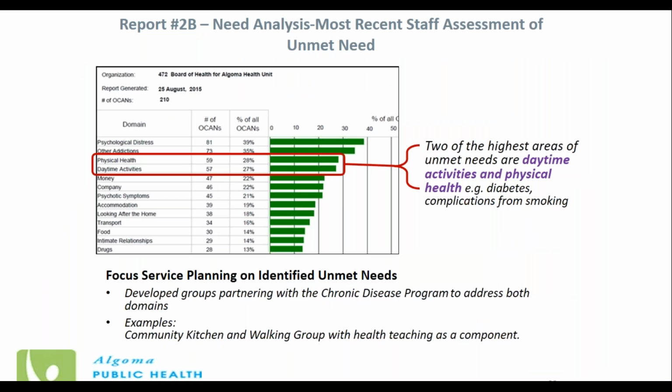I'm moving to a newer report, and this report does list all of the domains, all of the rated domains, and it goes from highest area of unmet need, so biggest problem areas, to lowest. And this particular organization looked at their top 5, and then they focused in, when they did their planning on quality improvement, on 2 areas, physical health and daytime activities, that they felt that they could improve or better support their clients. And what they developed were groups, the community kitchen and walking group, both to help cover areas of physical health and daytime activities, as well as they developed a partnership with a chronic disease program to help their clients better access those kinds of services for physical health issues.